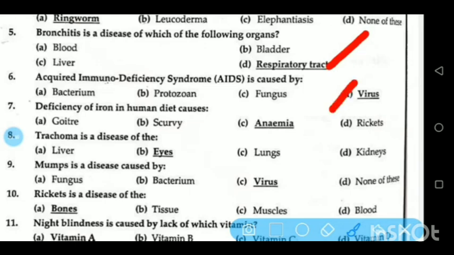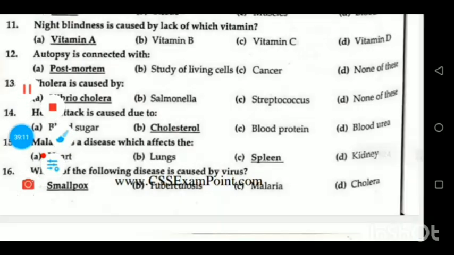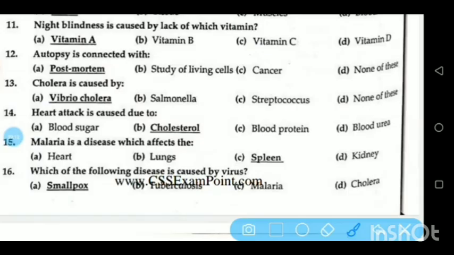Acquired immunodeficiency syndrome is caused by virus. Deficiency of iron in human diet causes anemia. Trachoma is a disease of eyes. Mumps is a disease caused by virus. Rickets is a disease of the bones. Night blindness is caused by the lack of which vitamin? Vitamin A. Autopsy is connected with post-mortem. Cholera is caused by Vibrio cholerae. Heart attack is caused due to cholesterol. Malaria is a disease which affects the spleen.